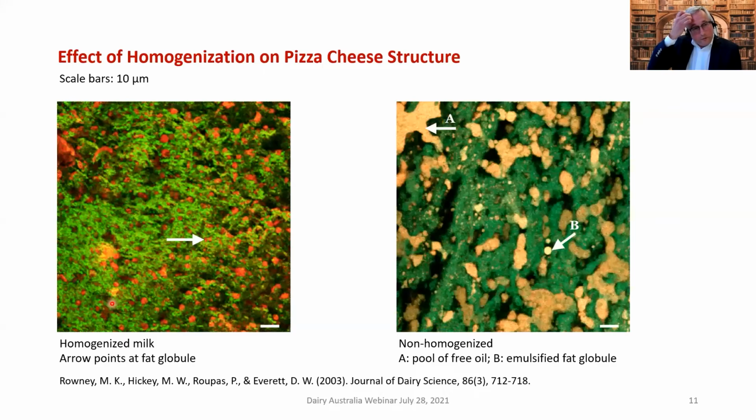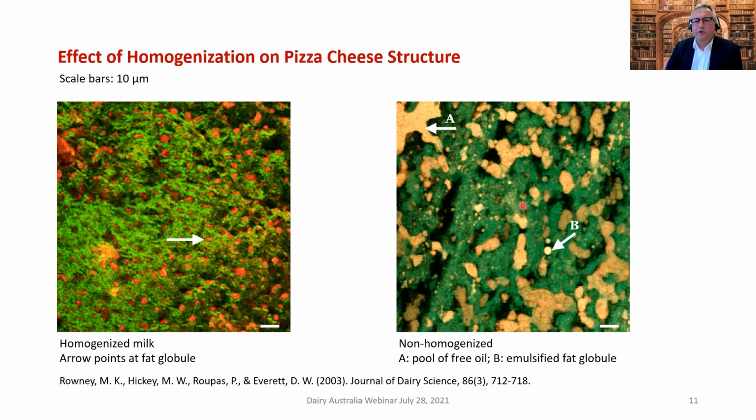So look at the effect of homogenization. That's one way we can alter the structure of cheese. On the left is homogenized, and in this case, the green is the protein and the red is the fat. We've created much smaller fat globules than you will see on the right where it's non-homogenized. On the non-homogenized one, B is pointing at a fat globule, and they tend to rattle around in those black cages, which is where the water channels are.